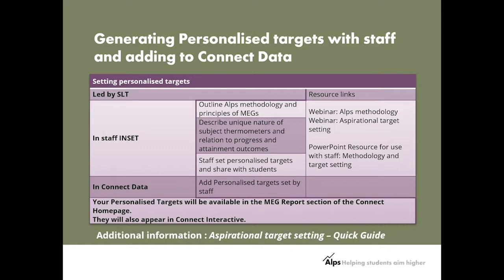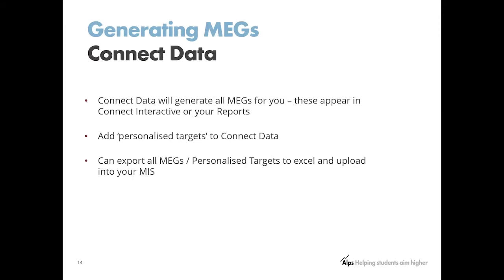You can put those personalised targets into Connect data, and again you can export them in the MEG report section, and you will also be able to see them in Connect Interactive on the subject pages, so that you can have conversations around them. Okay, so where does that leave us then in terms of Connect data? That's just an overview of what you can do there.